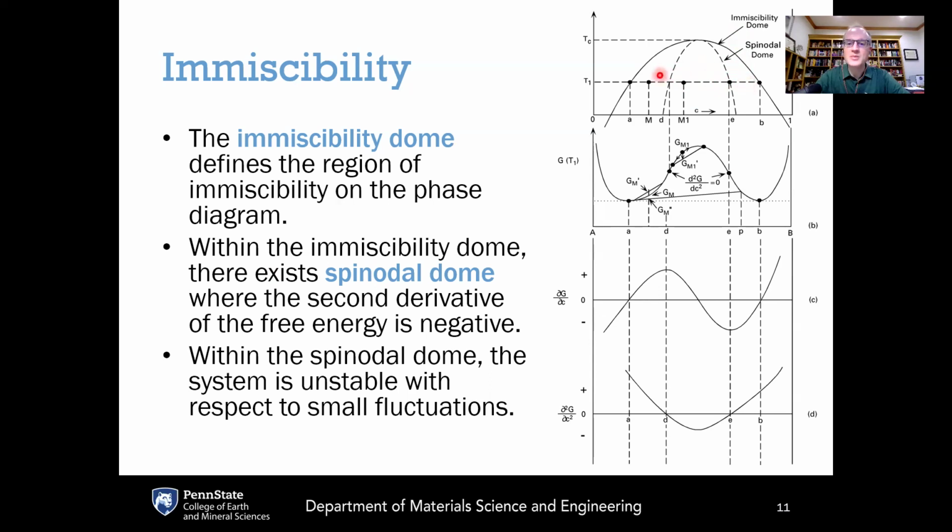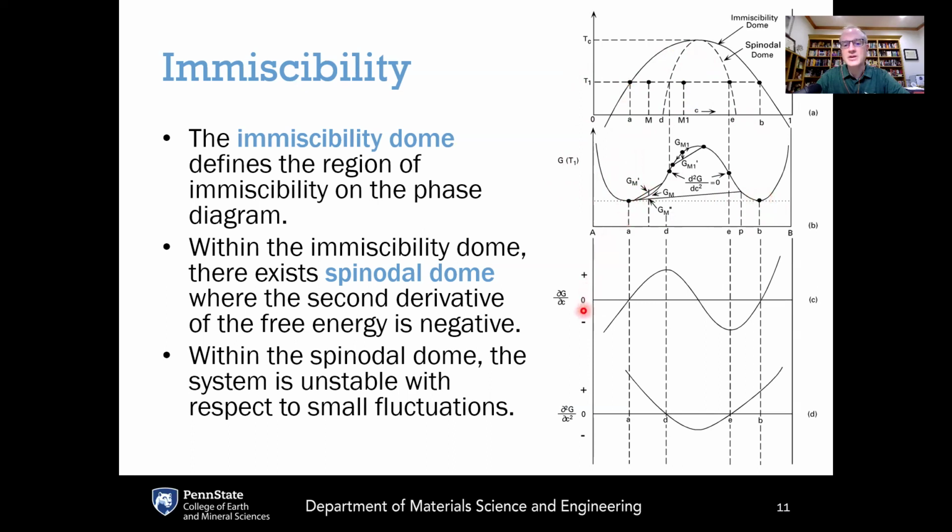So to determine the boundaries of these two domes, what we need to do is look at how the Gibbs free energy of mixing is evolving as a function of concentration C. So what we have here in the second plot shows the Gibbs free energy of the system at this particular temperature T1. And you can see, as we had before, the boundaries of the immiscibility dome here occur at the little a phase and the little b phase. And if you drop this down to the Gibbs free energy curve, you'll see that the little a phase has a minimum in Gibbs free energy, and the little b phase has a minimum in Gibbs free energy.